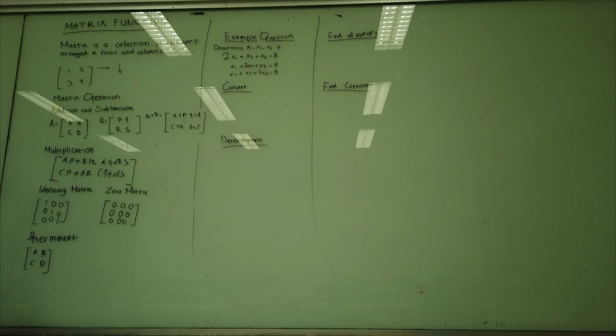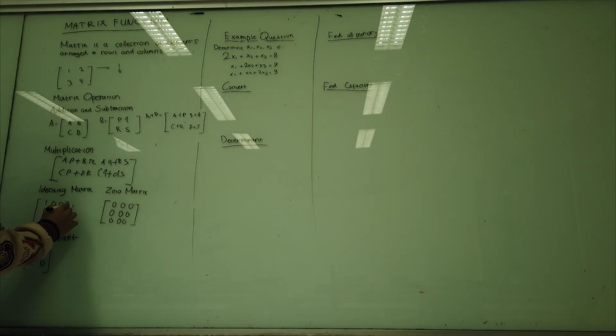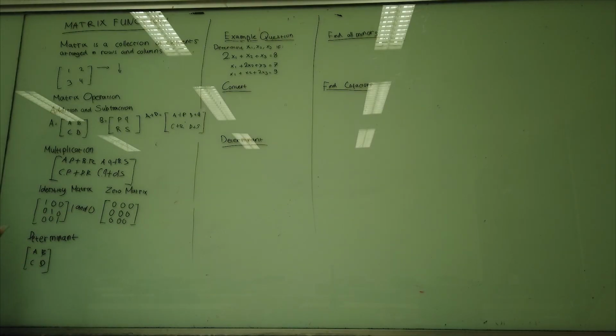So other than the square matrix, as I explained here, there is also the identity matrix, which consists only of 1 and 0. And also a zero matrix, which the name summarizes: it only includes 0 in its matrix.